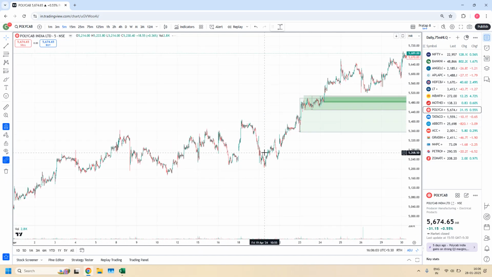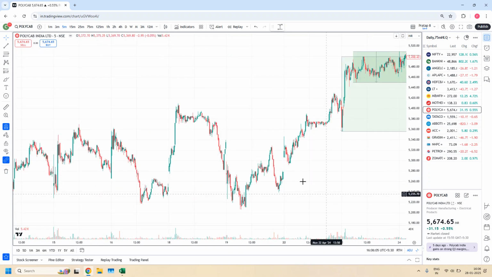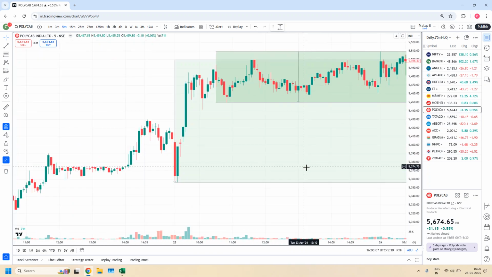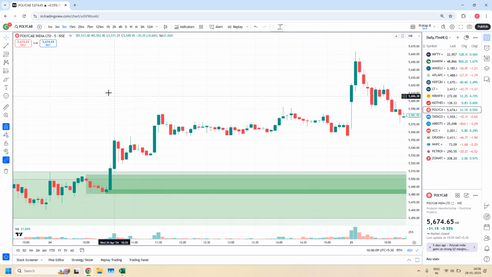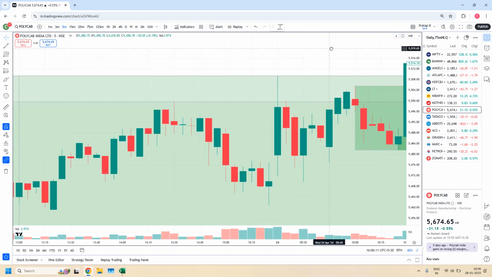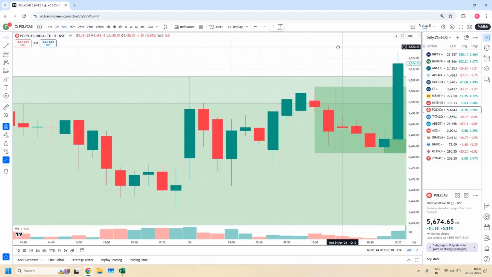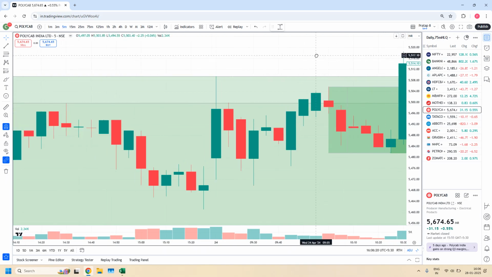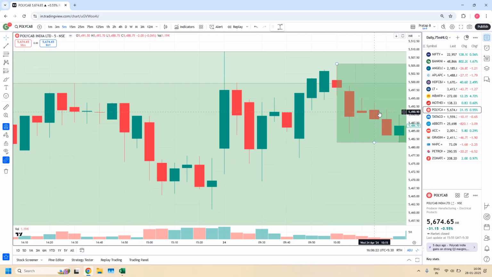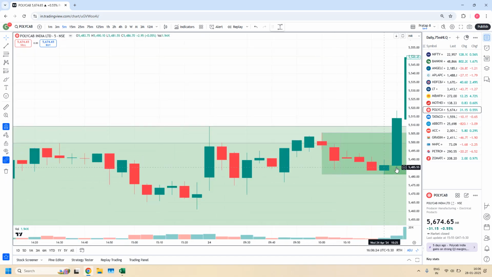I'm sure everybody would have got a trade in this zone. The reason is there is no complication in this fine tuning. The zone structure is very clear. See here you have a drop candle, base candle, and a rally candle. Drop, base, rally.